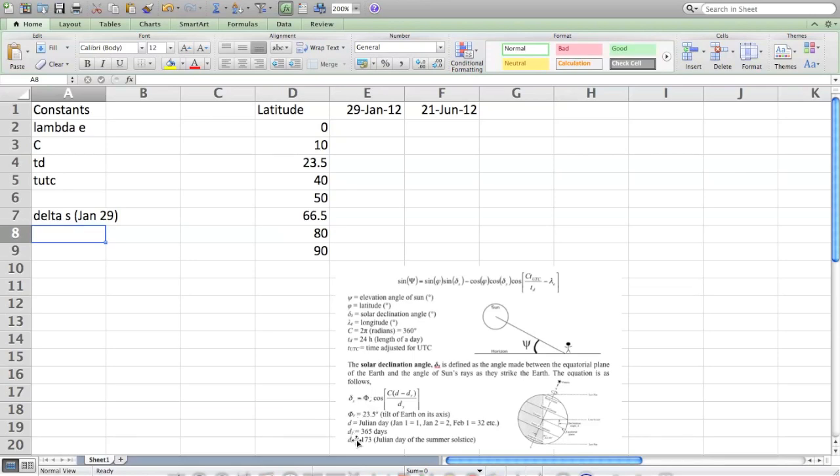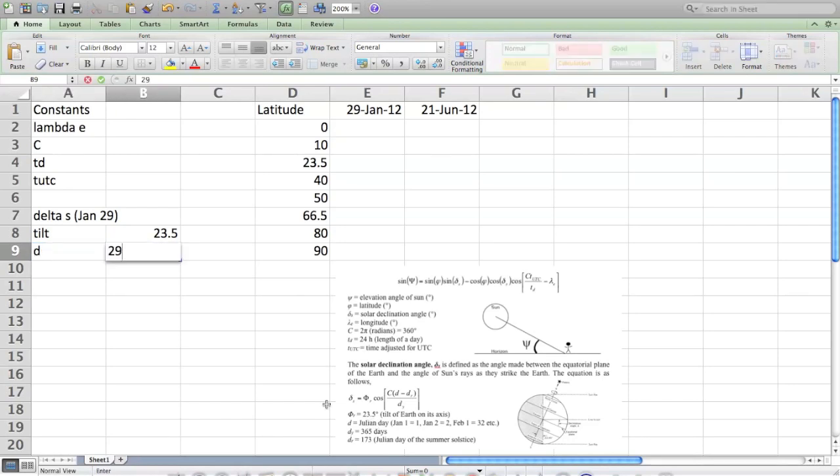But before we do that, we can see that the variables that are included here include the tilt of the Earth. That would be this variable right here, which is going to be 23.5. We can see here the Julian day, which is D, which for January 29th will be 29. That's the 29th day of the year. We have dy, that tells us how many days are in the year, so that's going to be 365. And we also have dr, which is going to be the Julian day of the summer solstice, which will be 173.